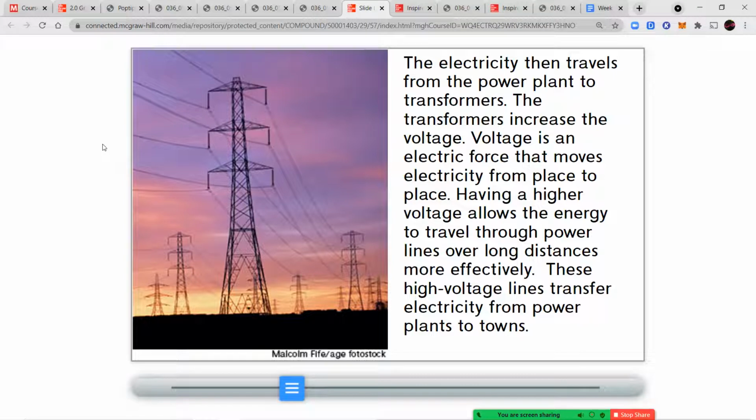So remember, they mine the coal, they take it to the coal plant, it's transformed into electric energy. That electricity then goes from the power plant into these transformers, these giant wires that you'll see a lot of times. And then the voltage is increased while it's passing through these transformers and moves into places like towns and cities.